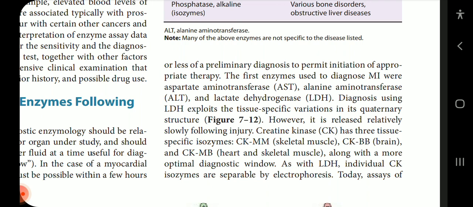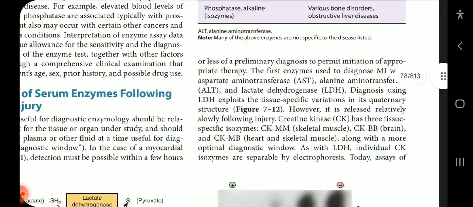Diagnosis using LDH exploits the tissue-specific variations in its quaternary structure, Figure 7-12. However, it is released relatively slowly following injury. Creatine kinase, CK, has three specific isoenzymes: CKMM, skeletal muscle; CKBB, brain; and CKMB, heart and skeletal muscle, along with a more optimal diagnostic window. As with LDH, individual CK isoenzymes are separable by electrophoresis.